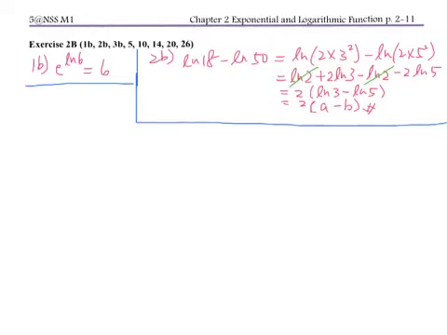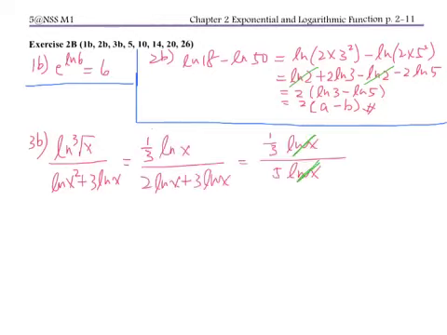3b. Copy first. ln. And then change it. Cancel this part. So the final answer should be equal to 1 over 15.